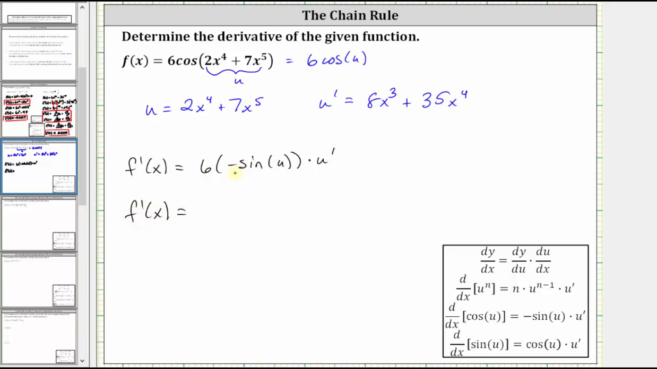is equal to, let's write this as negative 6 sine of u, which is again 2x to the fourth plus 7x to the fifth. And we have times u prime, which is 8x cubed plus 35x to the fourth. Another way to think of the chain rule is we have the derivative of the outer function evaluated at the inner function times the derivative of the inner function.